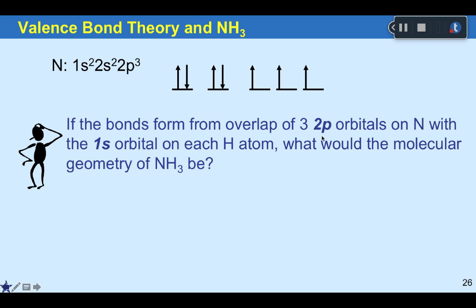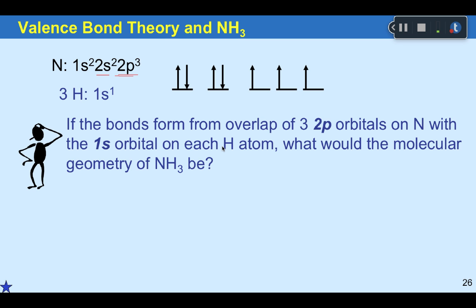If the bonds form from overlap of the three 2p orbitals that are the outer electrons in addition to 2s, but the unpaired electrons are typically what we expect to make bonds, the three 2p orbitals on the nitrogen are going to have to overlap with the 1s orbital from the hydrogen atom. What would you expect the molecular geometry of the ammonia to be as a result? Well, let's think what you would do.